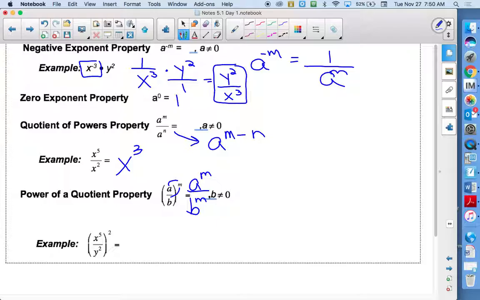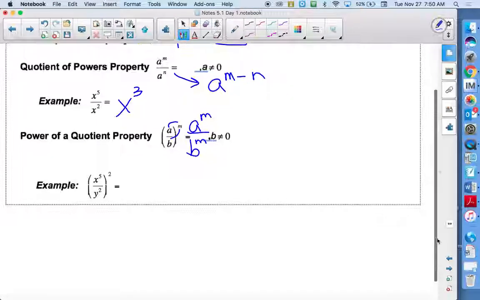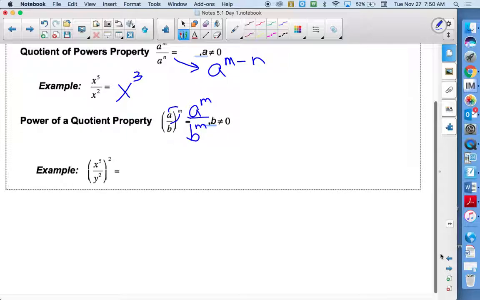So Abby, what happens with x to the 5th over y squared, and then all of that squared? It's x to the 10th over y to the 4th. Good. X to the 10th over y to the 4th.